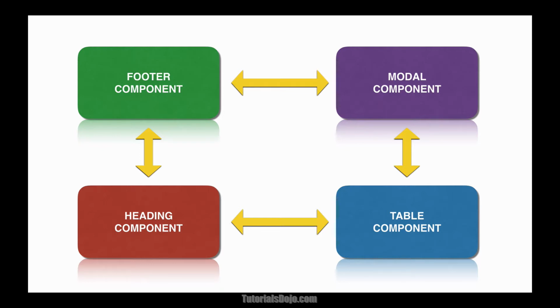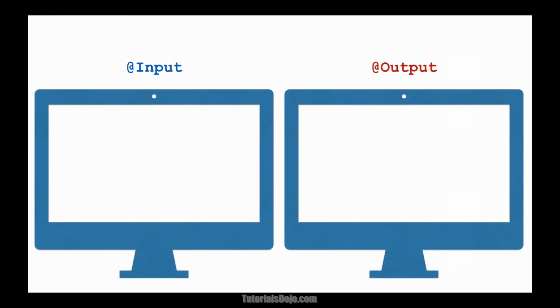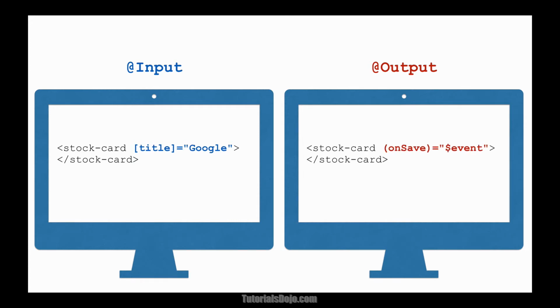In order for Angular components to talk to each other, they need to use one or both of the following decorators: the @Input decorator and the @Output decorator. The @Input decorator allows the component to accept an input from another component. On the other hand, the @Output decorator allows the component to send a value to another component.